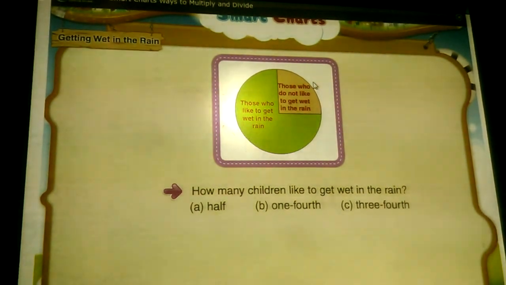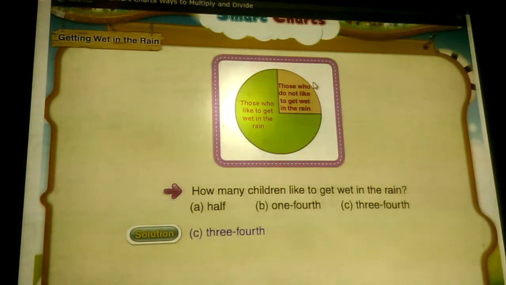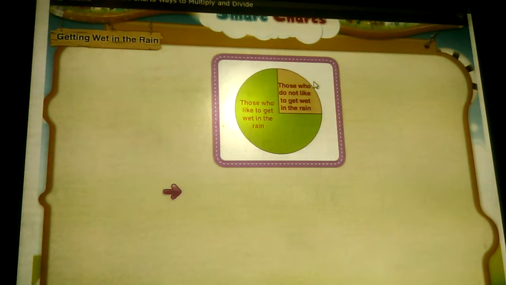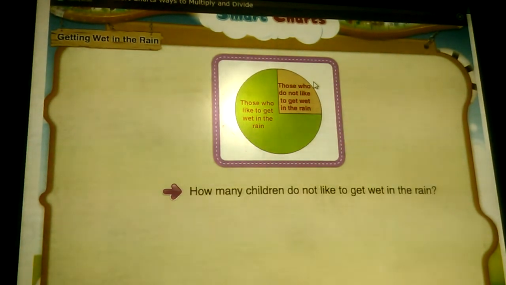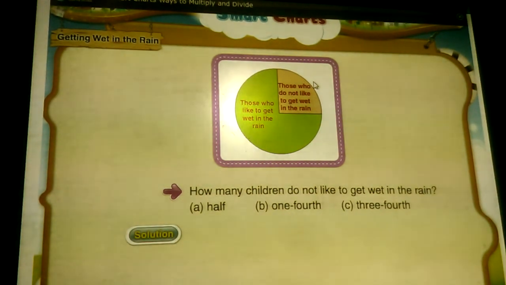A. Half. B. 1/4. C. 3/4. Solution. C. 3/4. Next question. How many children do not like to get wet in the rain? A. Half. B. 1/4. C. 3/4. Solution. B. 1/4.